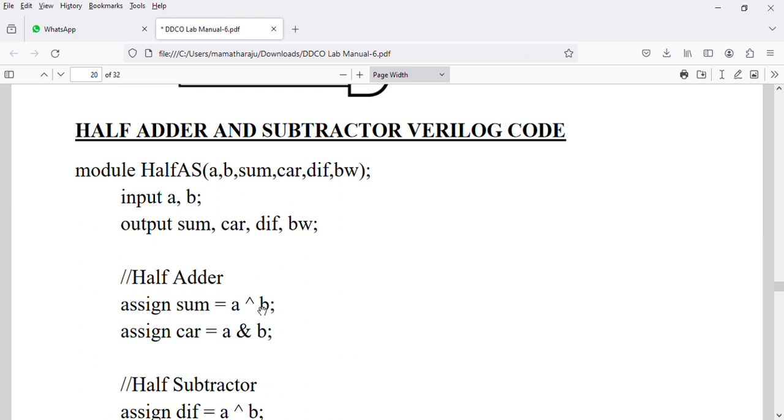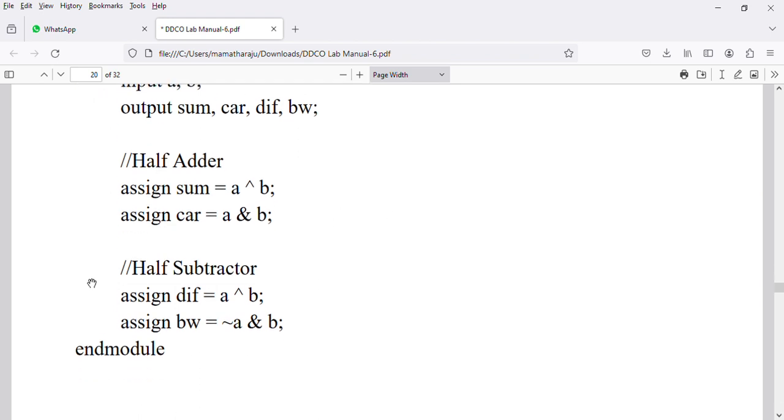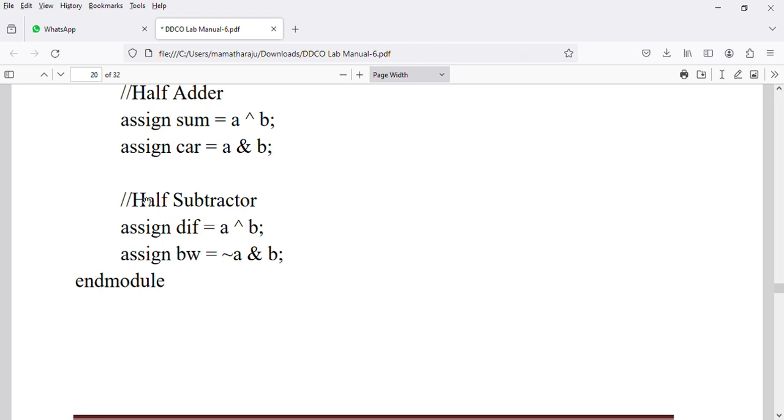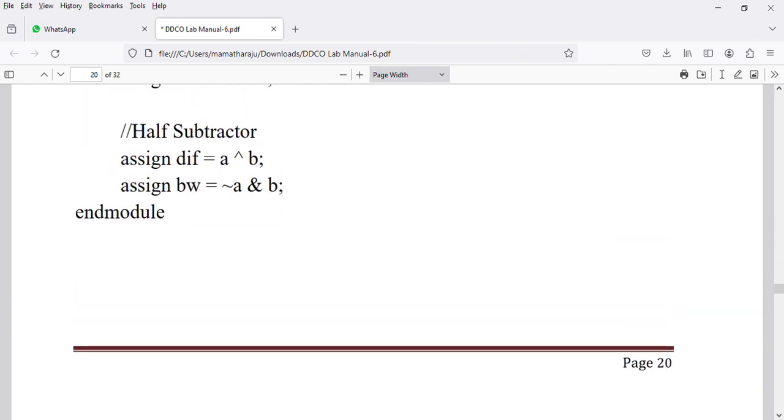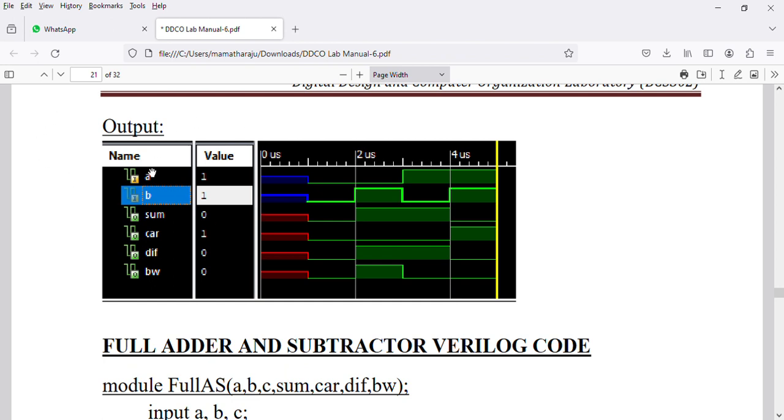For the half adder, these two sets of instructions get computed and our half adder value will be shown, and for the half subtractor these two will do the work. And we'll get the output as here.